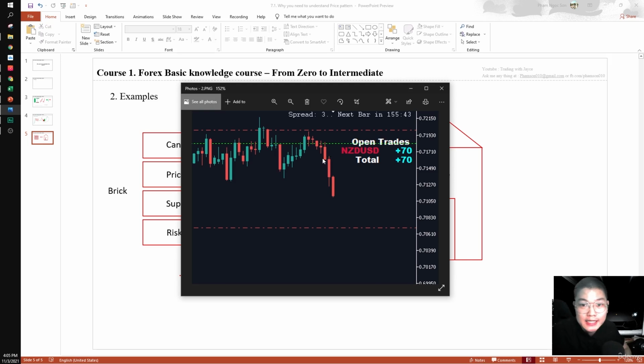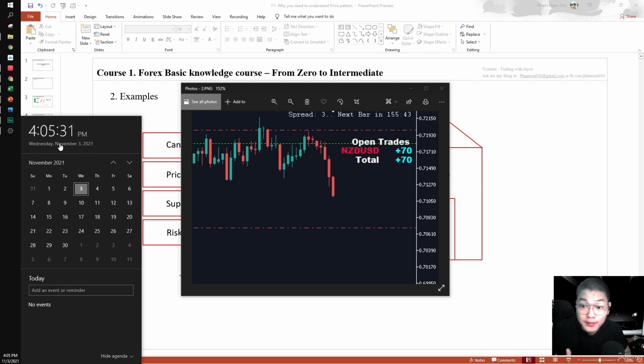And the next trade is my trading on the New Zealand dollar yesterday, the 2nd of November of 2021. And I already took profits of more than 75 pips. So let's see how I analyze this trade and how I apply the price patterns and candlestick patterns to get profits in this trade.